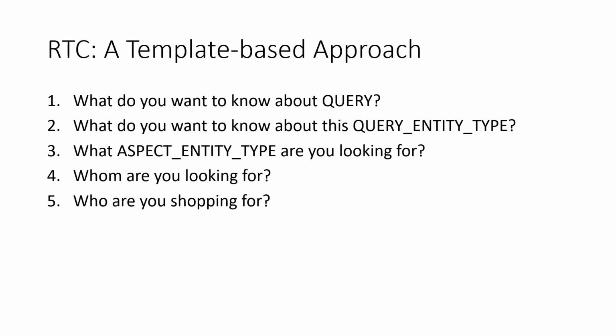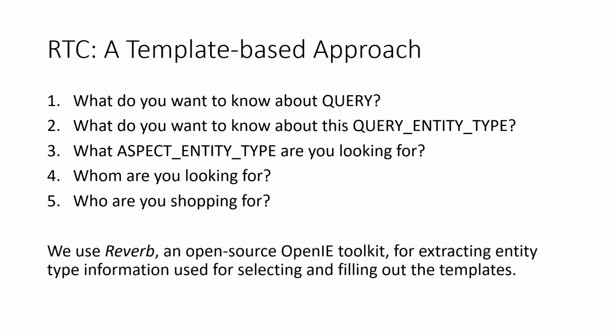So the first model that we have is a template-based approach. We defined a set of templates for asking clarifying questions. For example, what do you want to know about query? Or who are you shopping for? Who are you looking for? And then we try to fill out the slots in these templates. As you can see, many of these slots require entity type information. So we used an OpenIE toolkit to extract this entity type information from a large scale text corpora.